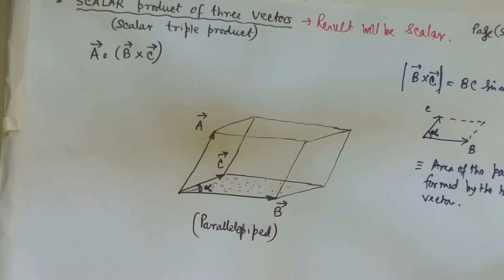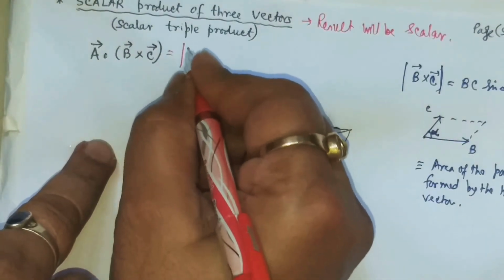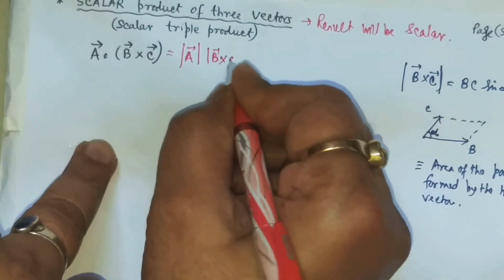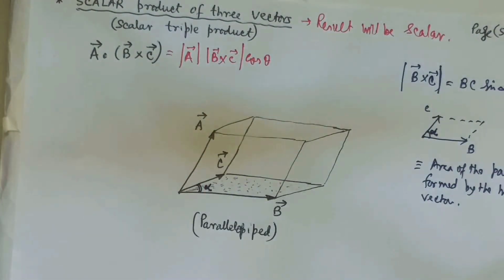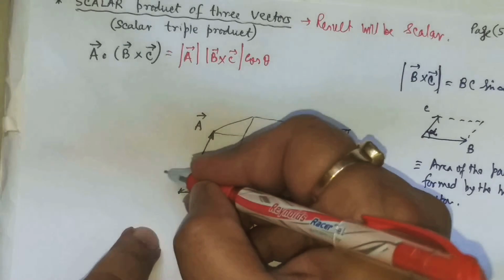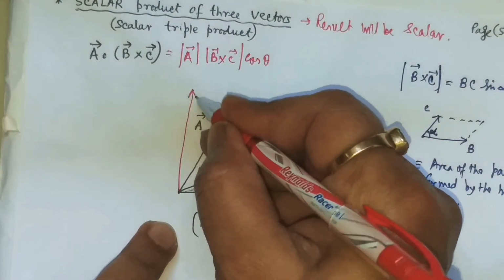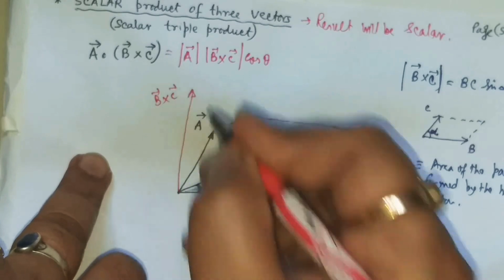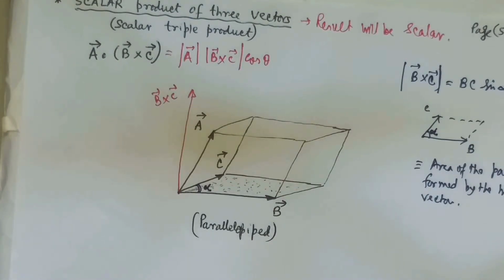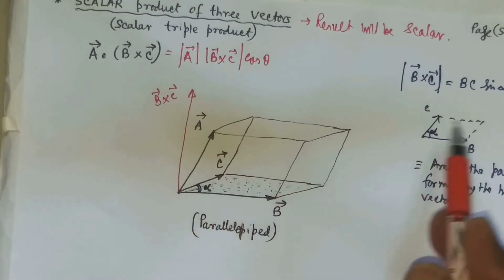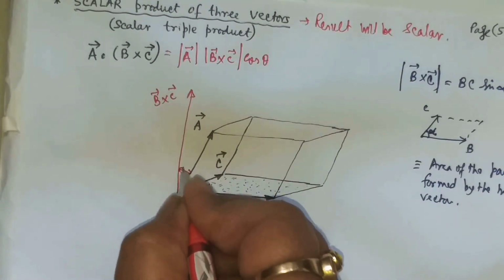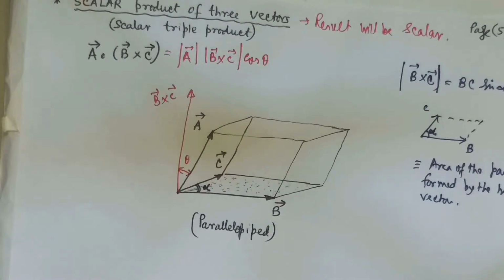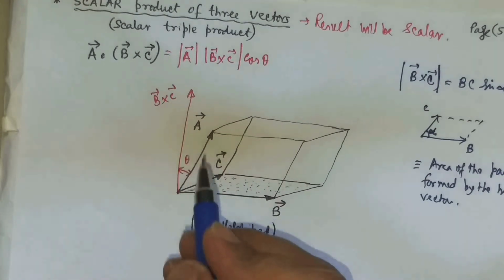What is A dot B cross C? A dot B cross C is magnitude of the first vector into magnitude of the second vector into cos theta, where theta is the angle between these two vectors. Let's identify where is theta, where is B cross C. You understood that B cross C is this. B cross C is perpendicular to both B and C. So B cross C will be perpendicular to the plane containing B and C, perpendicular to the parallelogram formed by B and C. And the angle between B cross C and A is angle theta.